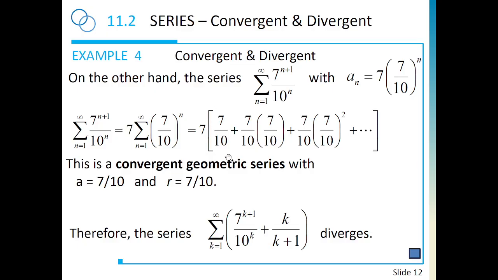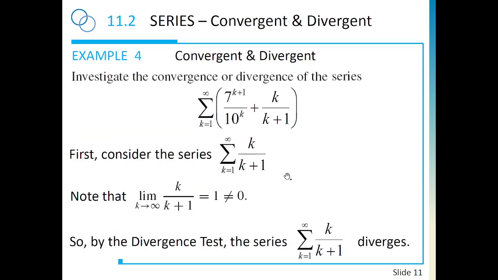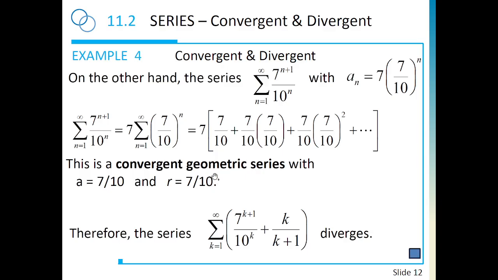We see A here, and then we have R. And R is 7 over 10, which is smaller than 1. So we have our geometric series with R 7 over 10, which is smaller than 1, and that geometric series is convergent. Therefore, we have one series that is divergent, because its general term is not going to 0, the limit of the general term is 1. And the other series was a convergent geometric series. So we have a sum of two pieces, one convergent, one divergent, and the resulting series, as per theorem, is divergent.